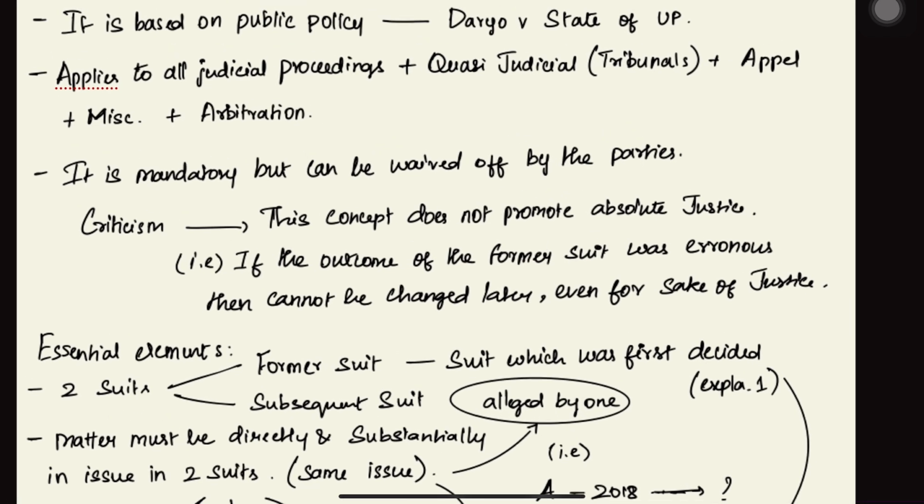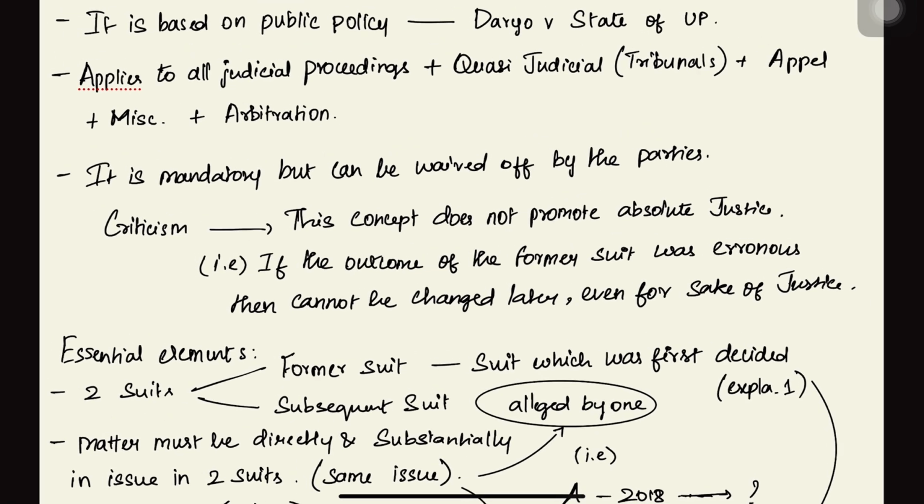And in Dario versus State of UP, it was held that the concept of res judicata is based on public policy, and the concept of res judicata applies to all judicial proceedings, quasi-judicial proceedings, that is, proceedings before tribunals and appeals, and in miscellaneous proceedings and arbitration as well.